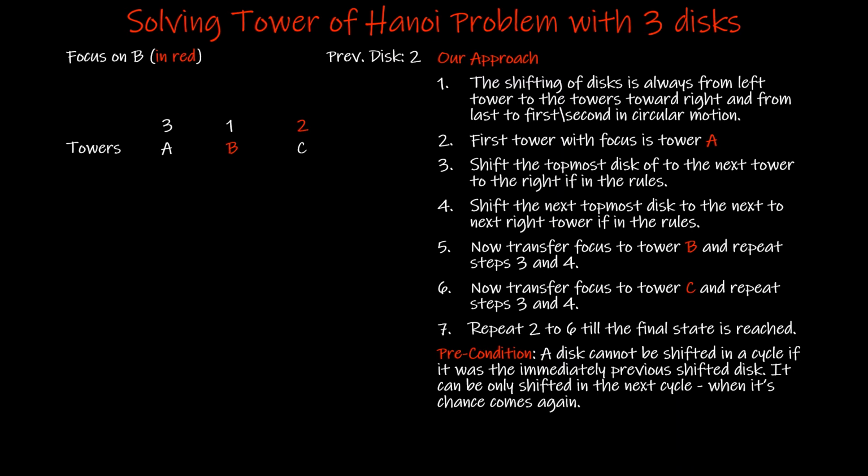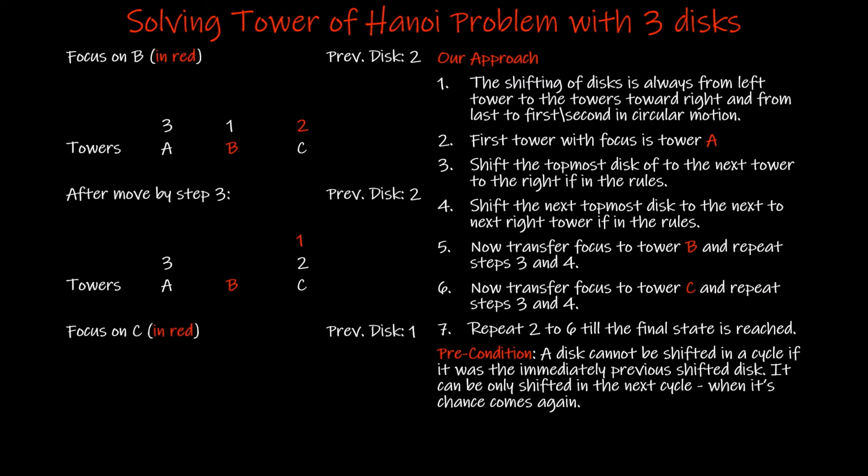And can we shift 1? If you look at rule number 3, yes, we can do so. And therefore, after shifting 1 from B to C, we have this arrangement. Okay? And therefore, 1 becomes the latest disk to be shifted. Our focus goes to C because we do not have any more discs on B, right? So this is the arrangement there, and the topmost disk is 1.